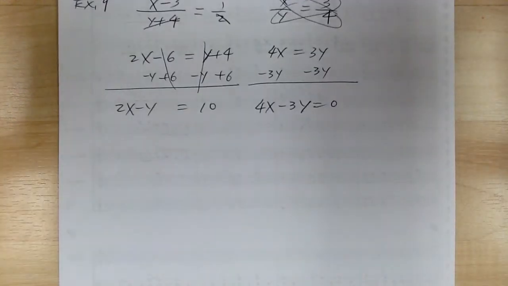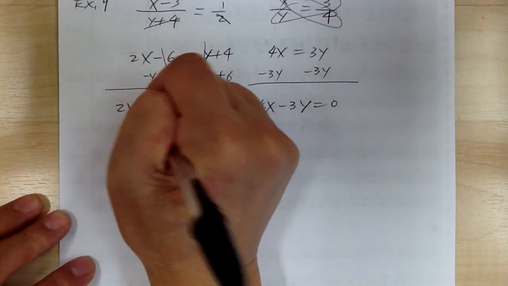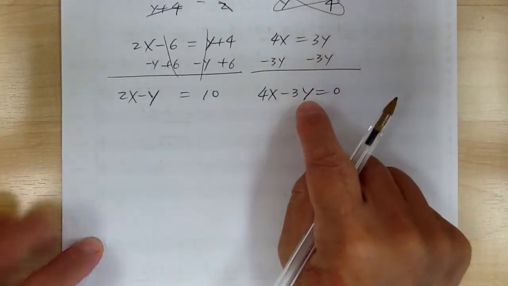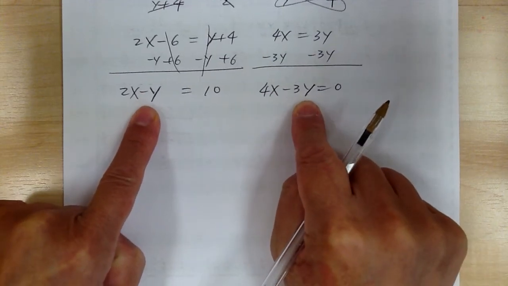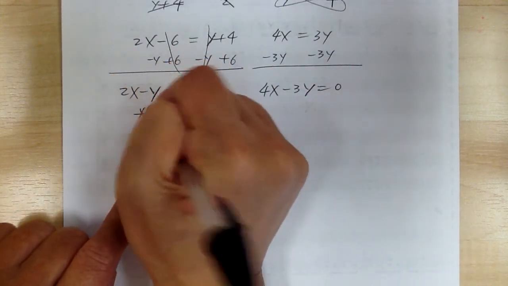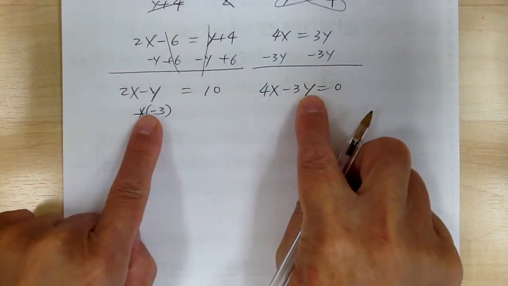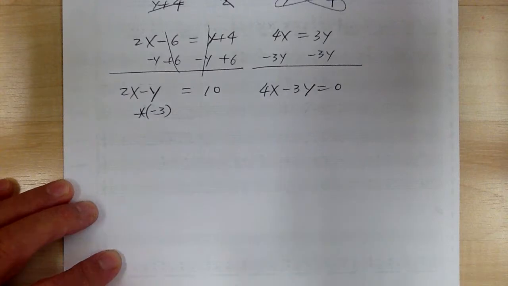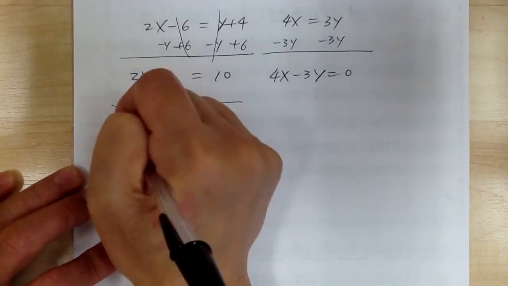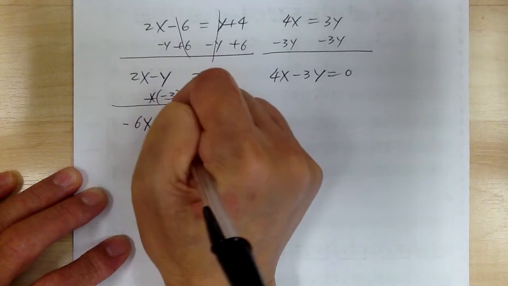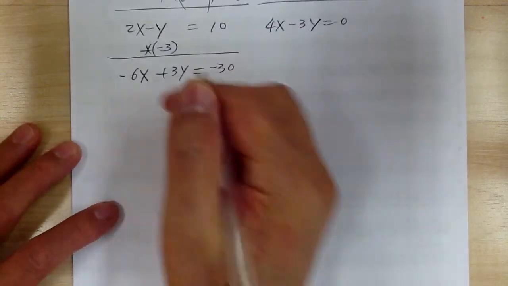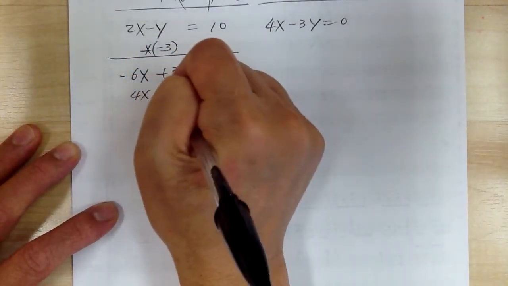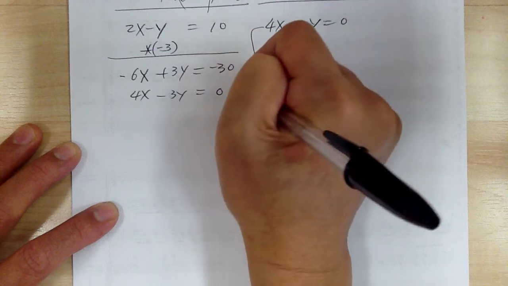Okay? So now it becomes exactly the same as what you did before, right? So let's choose a variable to make them opposite. I'm going to do the y. So I'm going to make y opposite. I'm going to multiply this by negative 3, so it makes positive 3y. Again, you have to choose a variable to make them opposite. So you got negative 6x plus 3y equal to negative 30, and I'm going to put this under here.